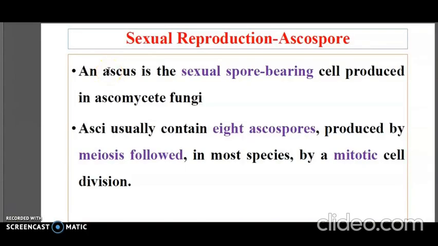Next is the sexual reproduction in yeast. An ascus is a sexual spore-bearing cell produced in ascomycete fungi. Asci usually contain 8 ascospores produced by meiosis, followed in most species by a mitotic cell division.